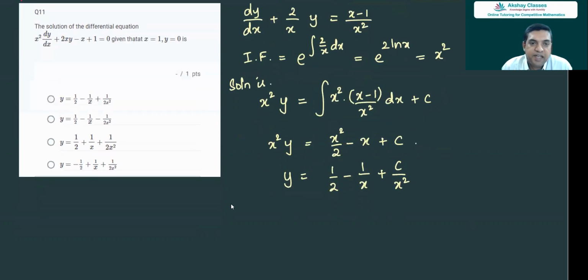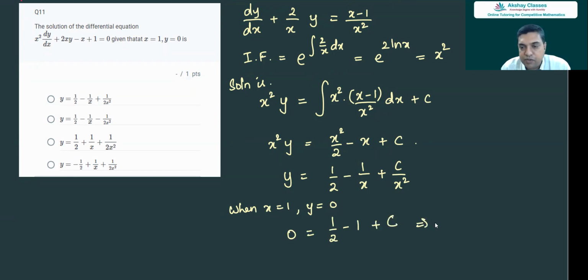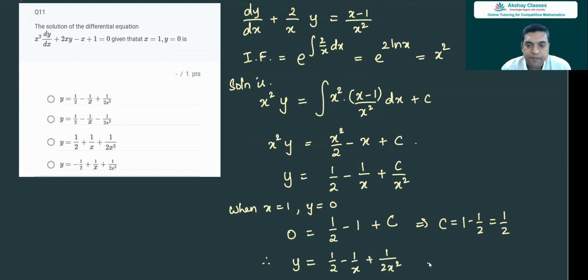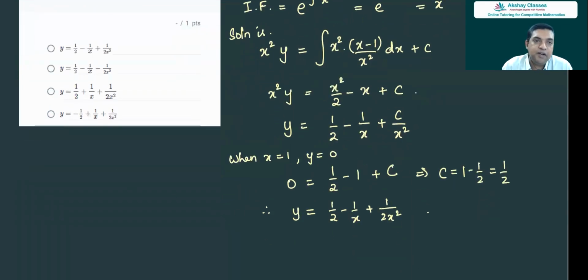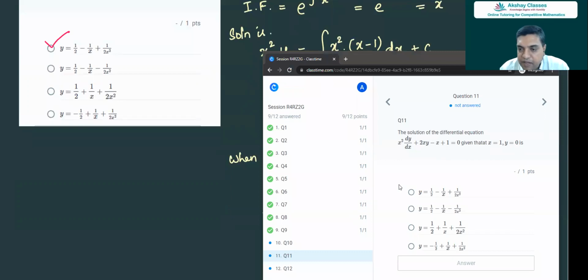Now, when x equal to 1, y is equal to 0. So 0 is equal to half minus 1 plus c. So c is 1 minus half is equal to half. Therefore, the solution is y is equal to half minus 1 by x, and just substituting c here, plus 1 by 2x square. So compare, this is the correct answer. It was simple, just a solution to the linear differential equation.